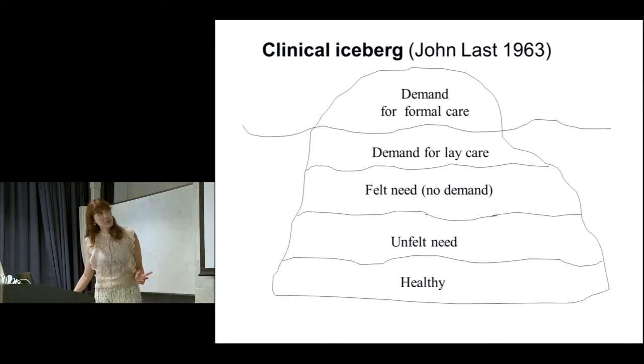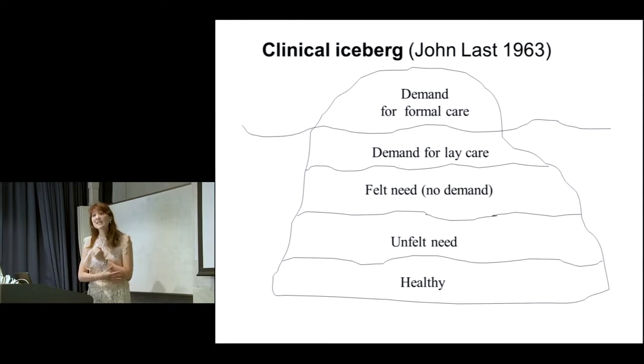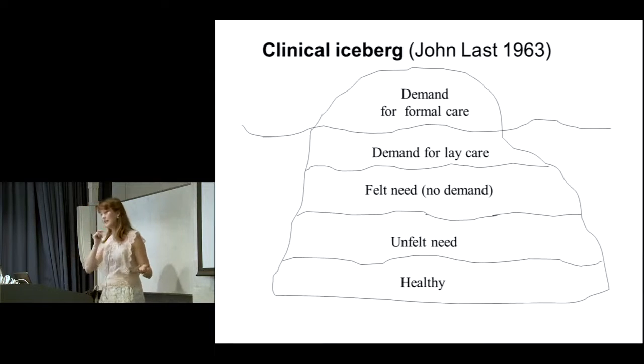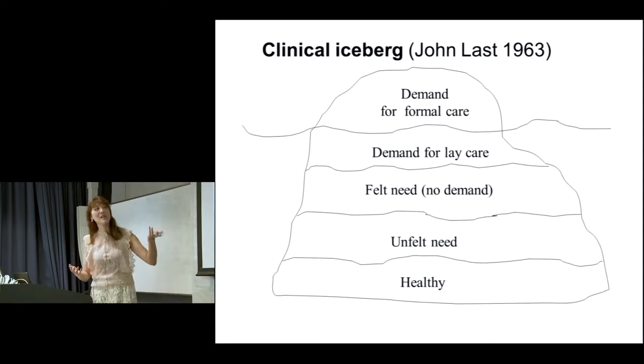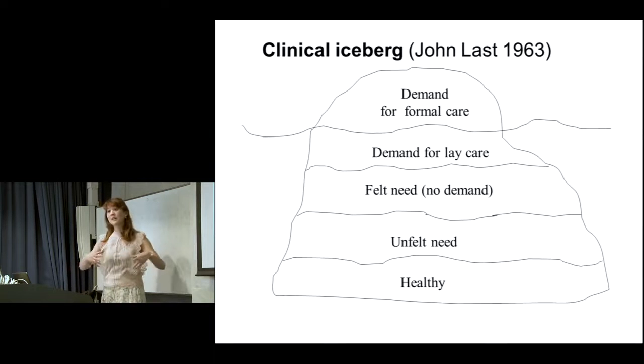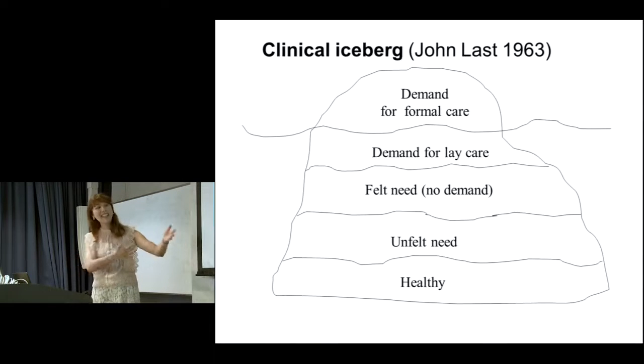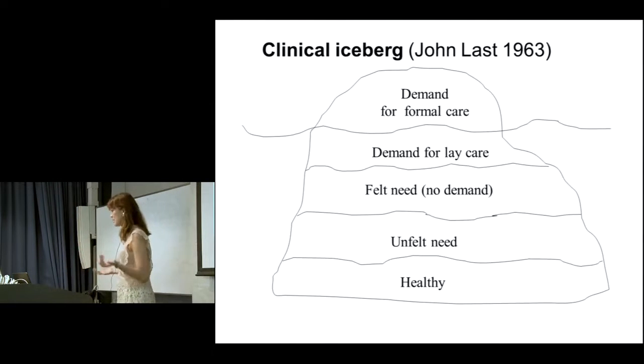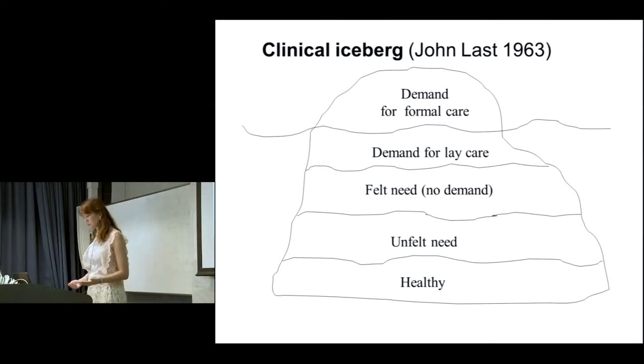There is another model, which is also quite helpful, and this is by an Australian GP, sometime in the 60s, called the clinical iceberg. It's quite famous, you probably have heard of it. So what he clearly described is that there's only the top of the iceberg above the waterline, so to say, that you can see, which is demand for formal care. And that this iceberg gets bigger in the bottom. So the majority of the population of us, hopefully, are healthy, and we have no need, demand, etc. for health care at all.